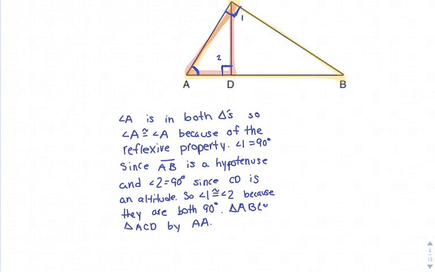So I just wrote this out in a paragraph. You could have done statements and reasons. I just found it was easier just to write it out because you just had to mention your reflexive angle and then your 90-degree angles.